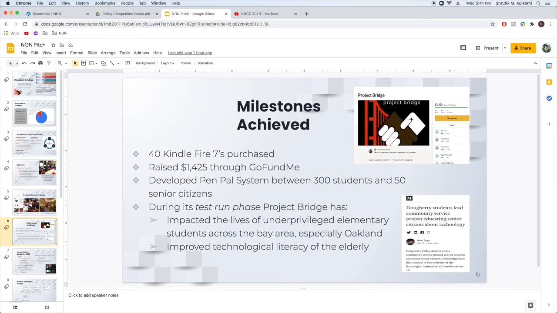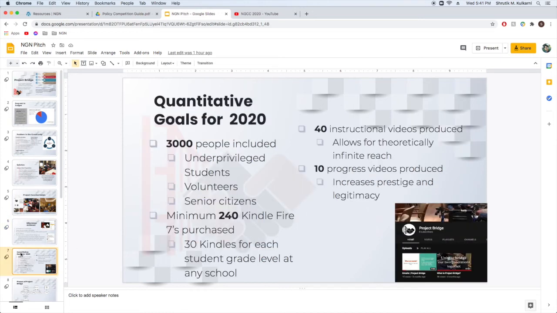So once again, just proof of money raised, and then an example of an article. And then once again, quantitative goals for 2020. So this is a good idea of what you're going to do with your money. You could include this in your request to judges, but you can also include this in your solution to show where the money is going and how it directly benefits your solution.